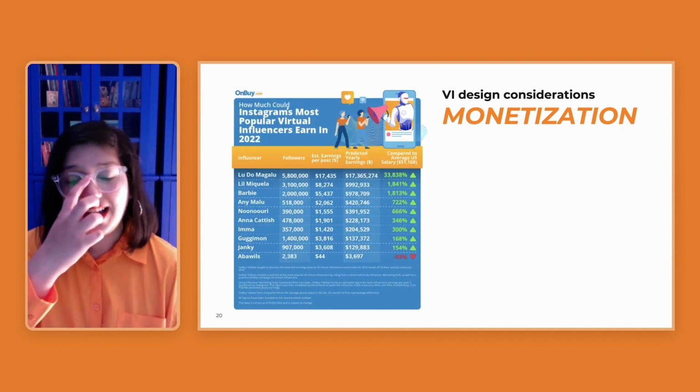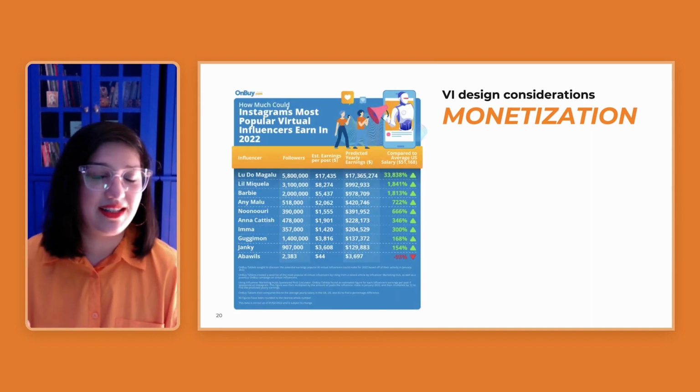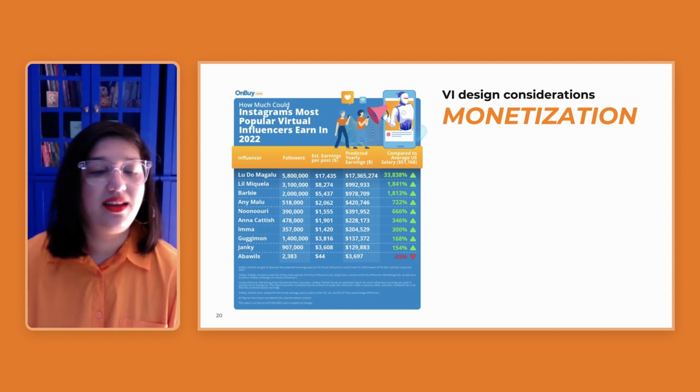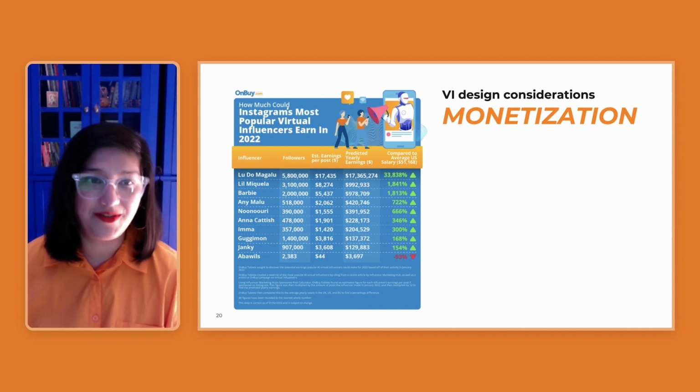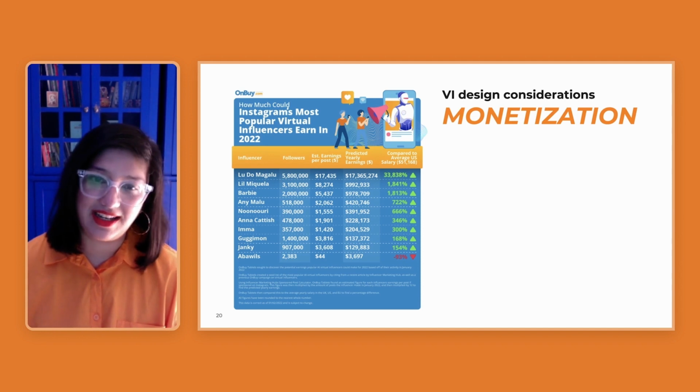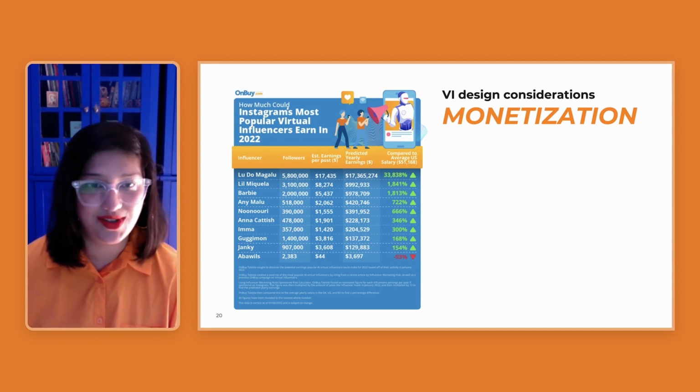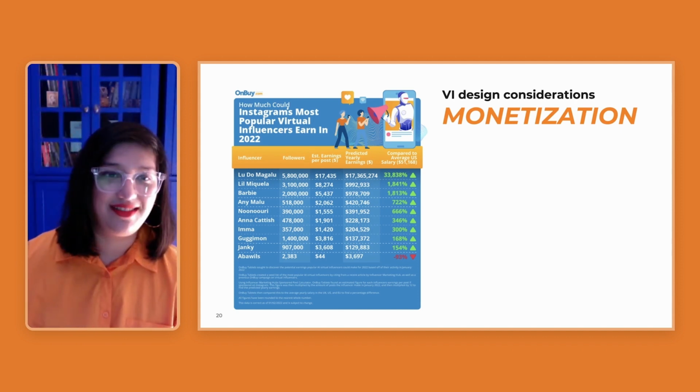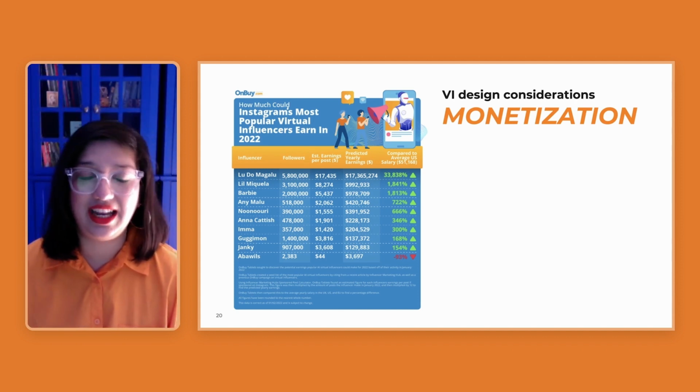Monetization. I really love this graphic. These are projections by onbuy.com. They looked at the top virtual influencers, they looked at the number of followers that they have, and then they estimated how much these VIs could earn per post. Based on that, they predicted a yearly income.